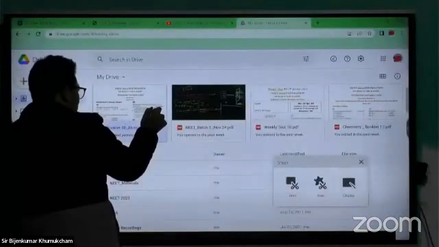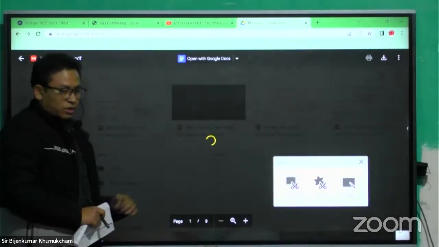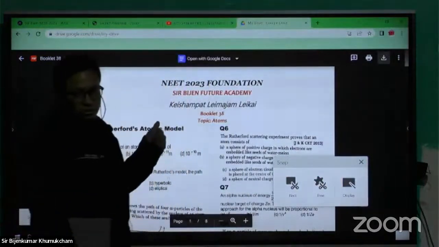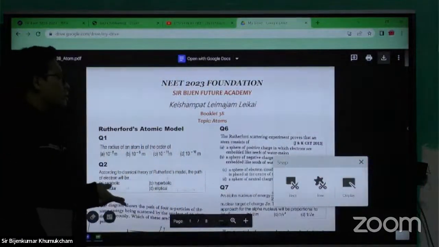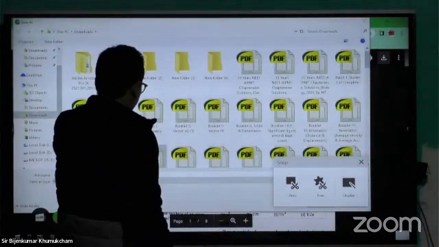The theory is very simple. You cannot miss even a single question from this part. So the key part again, questions from atom, nucleus, dual nature, atom, semiconductor. If you miss gravitation, you miss it.